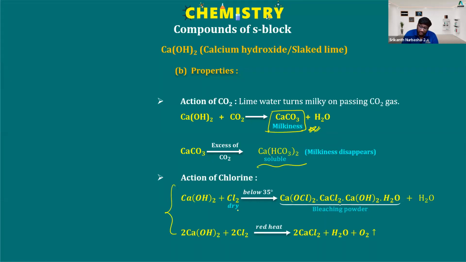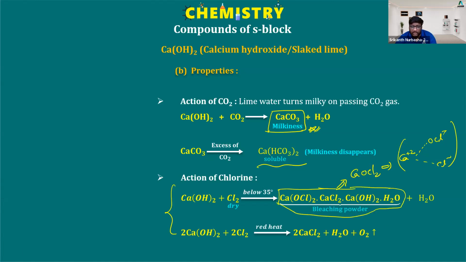The calcium hydroxide will react with chlorine below 35 degrees Celsius to form bleaching powder, where the major component of bleaching powder is CaOCl2, where in CaOCl2 we have electrostatic force of attraction with Ca2+ and OCl- and Cl- ions. But the total composition can be written as CaOCl2·CaCl2·Ca(OH)2·H2O. You can write the total composition in this manner. Yes or no?